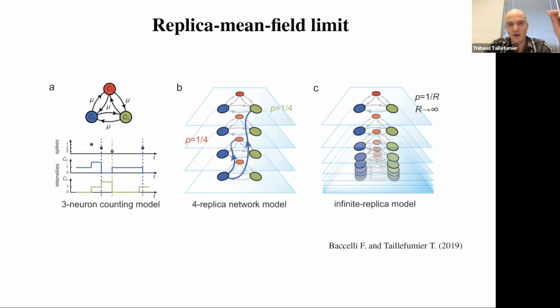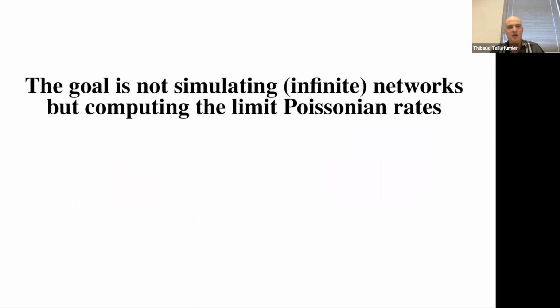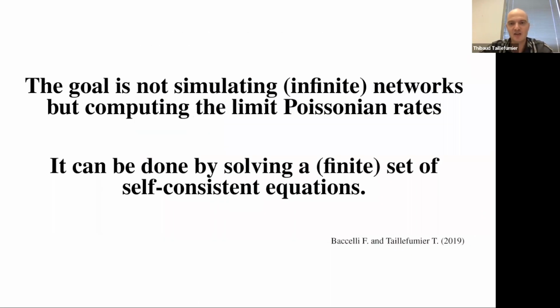So this is really a key: this approach really relies on the spiking nature of the models. Okay, so again, I just showed you some simulation, but usually you would never do those simulations. What you want to do is use the mathematical structure of this replica-mean-field limit to come up with a finite set of self-consistent equations that, once solved, will give you the rates of those neurons. And once you have the rates, then you can compute everything about those limits, okay?